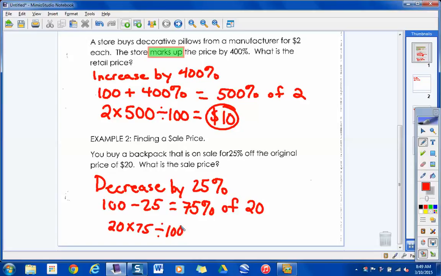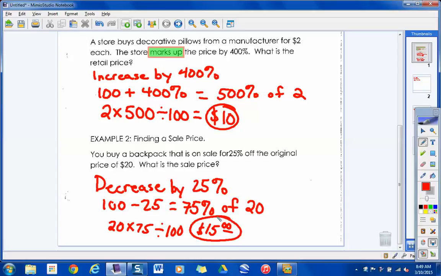And if I've done this correctly, what should my sale price be? $15, right? So right here, guys, if I take that original price of $20 and discount 25%, how much am I paying? $15. Okay.